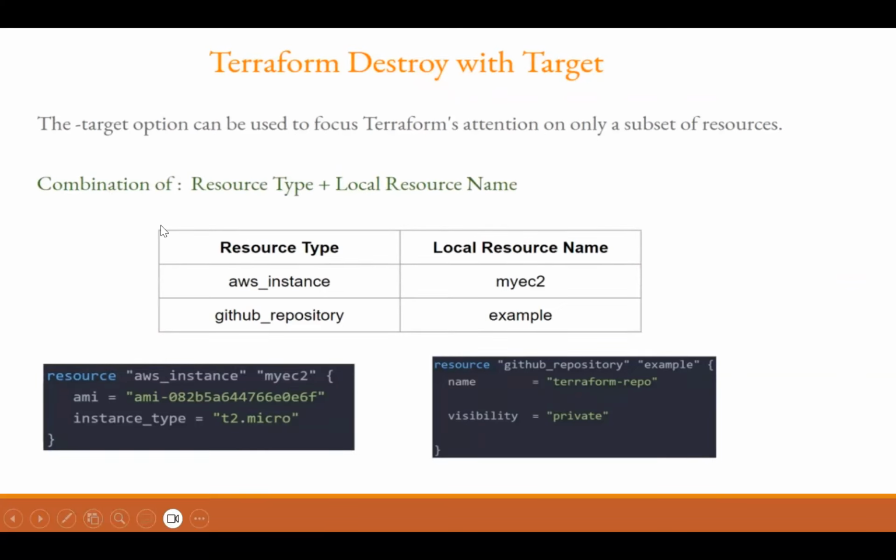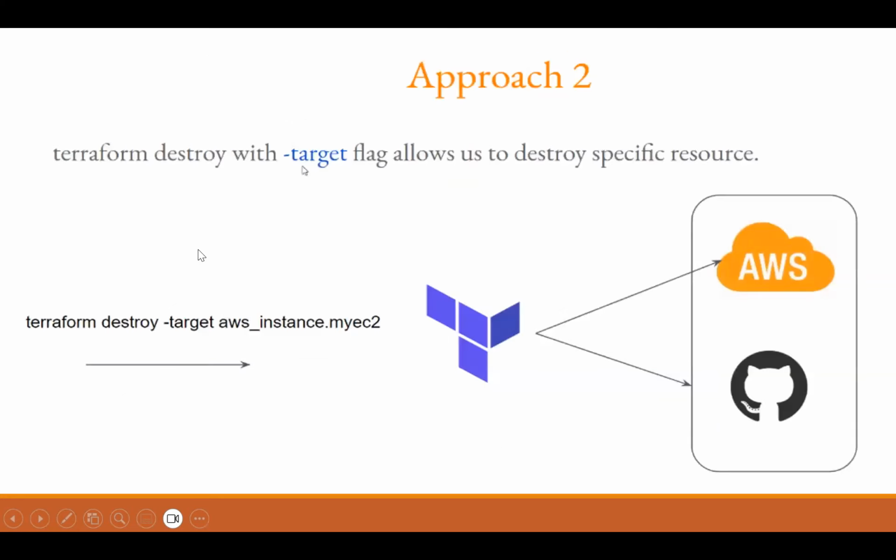So how can we give that target? It is the combination of a resource type, and what is the resource type, guys? aws_instance, aws_s3_bucket. If we want to delete only an S3 bucket, you can use the resource type aws_s3_bucket plus the local resource name. So this is the resource type aws_instance dot local resource name.